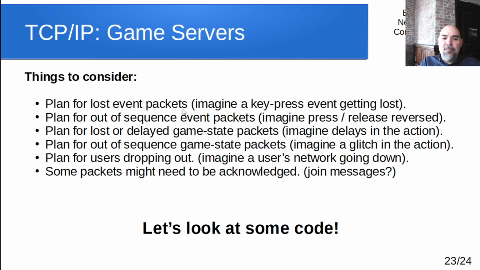So planning for lost event packets. One way to deal with that is rather than having lost event packets where we have a key down event and then a key up event, we could send a key state list that we send repeatedly. In other words, that's going to constantly say, here's what's pressed, here's what's not, and we send that over and over. And that could be part of like a keep alive packet saying, hey, I'm here, and here's the state of the keyboard. I'm here, here's the state of the keyboard right now.